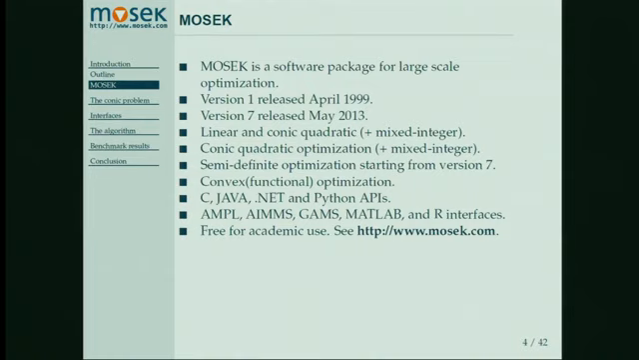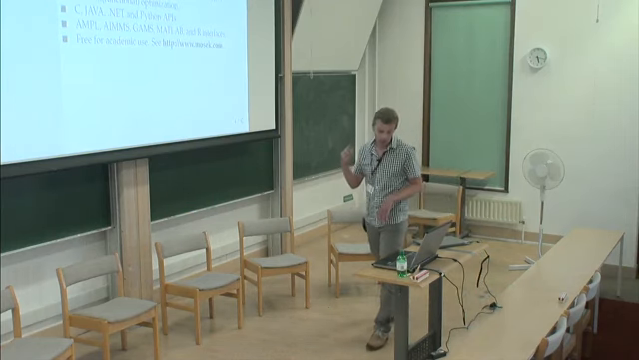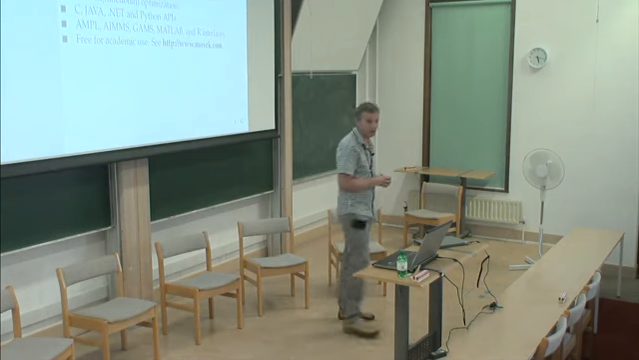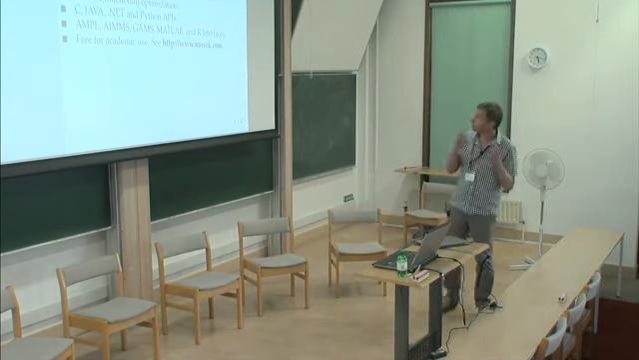Okay, so MOSEK is a software package for large-scale optimization problems, and version 1 was released in '99, and the latest version 7 was released in May 2013. And we do linear and conic quadratic plus mixed integer variables. And conic quadratic is the same as second order cone. Some say Lorentz cone, some say the second order cone, some say the quadratic cone, and I prefer the quadratic cone. But this is the same.